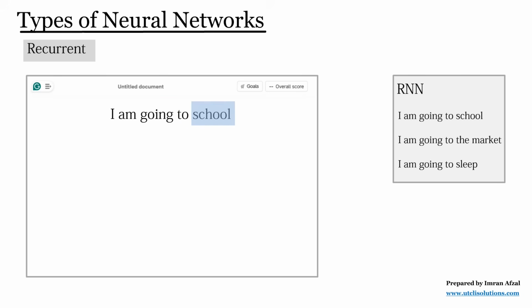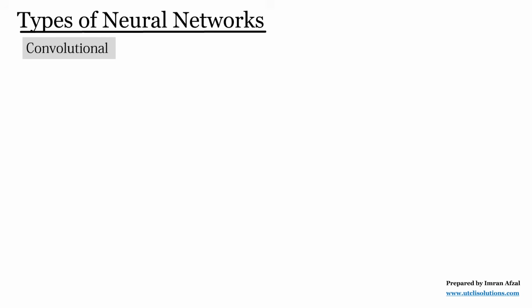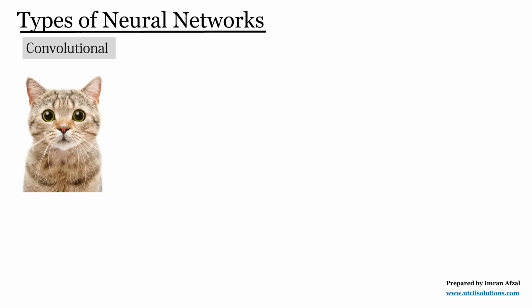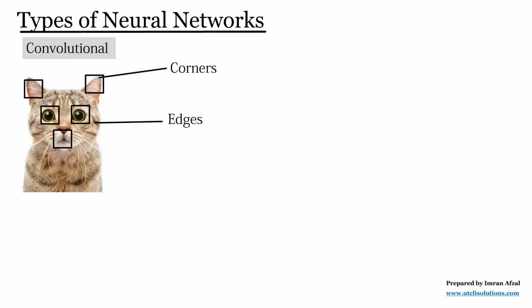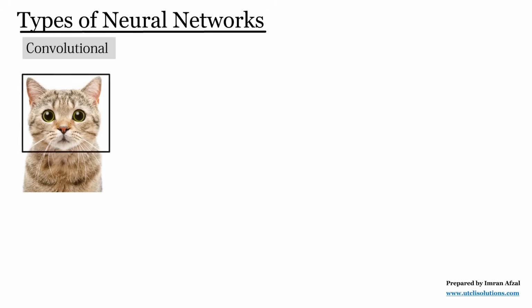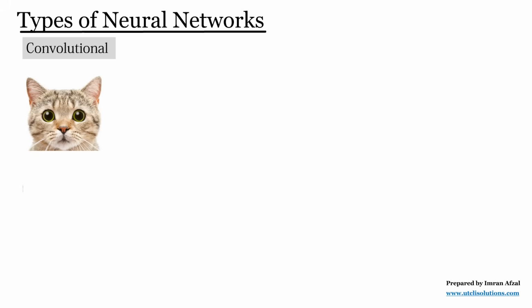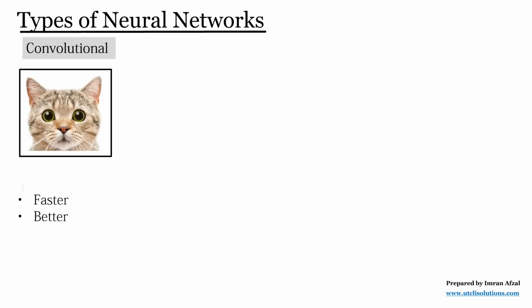Now, let's move to the third type: convolutional neural networks, also known as CNNs. These networks are specially designed to work with images. CNNs don't just look at the whole image at once. They look at small parts of the image, find patterns like edges or corners, and then combine these patterns to understand what the picture is showing. CNNs are very powerful because they reduce the size of the image data while keeping the most important parts. That's why they work faster and better for images compared to other networks.